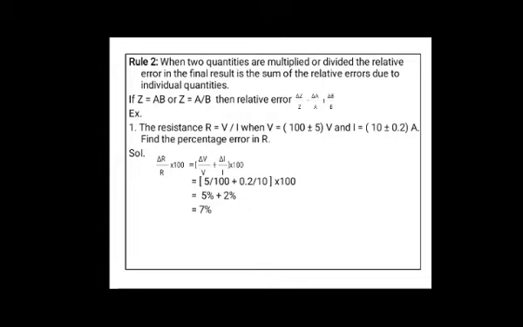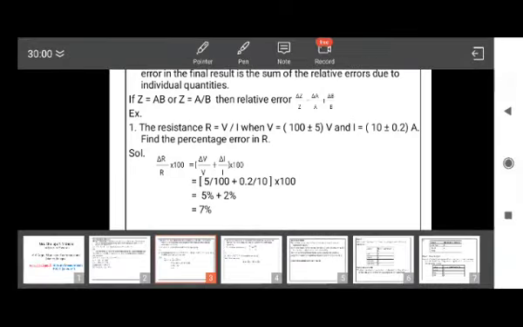5 by 100 can be written as 5%. 0.2 divided by 10 can be written as 2%. So if you add it, you will get 7%. Instead of writing 100, it is written as 7%. This is second example. Now let us go for next one, that is rule number 3.